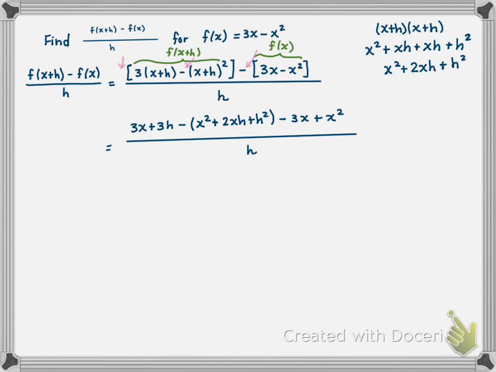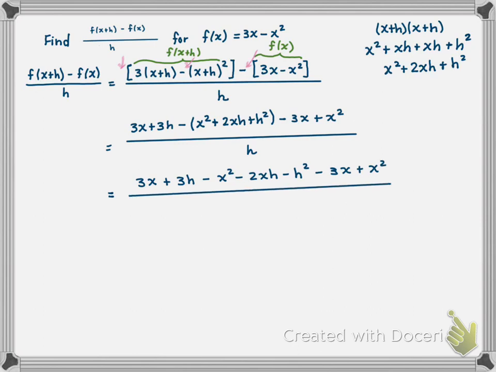And so the last thing I have to do before I can start combining like terms is just distribute that negative to get rid of that last set of parentheses. So we have 3x plus 3h minus x squared minus 2xh minus h squared minus 3x plus x squared.